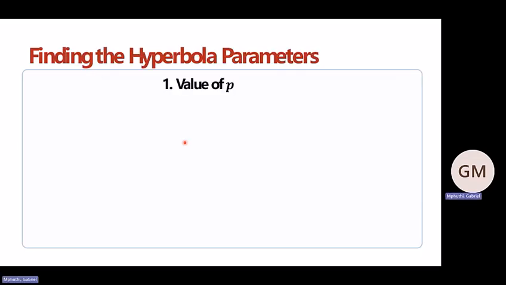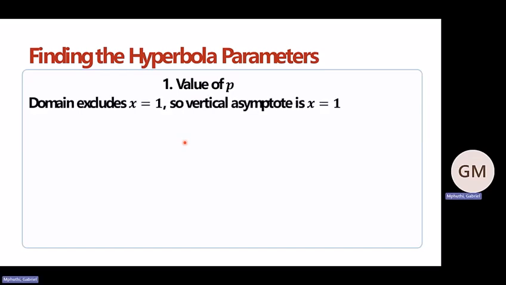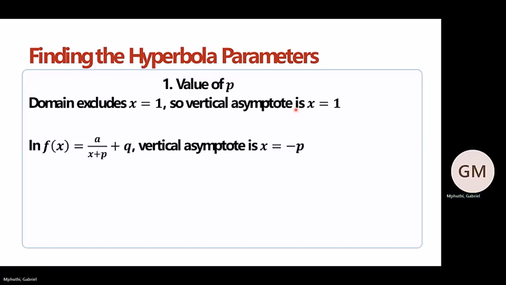Now, let us find the value of p. So the domain excludes x equaling 1. So the vertical asymptote is x equals 1. I want you to pay attention to that. The domain excludes x equaling 1. Therefore, our vertical asymptote is x equals 1. Now, in f of x equals a divided by x plus p plus q, the vertical asymptote is x equals minus p.